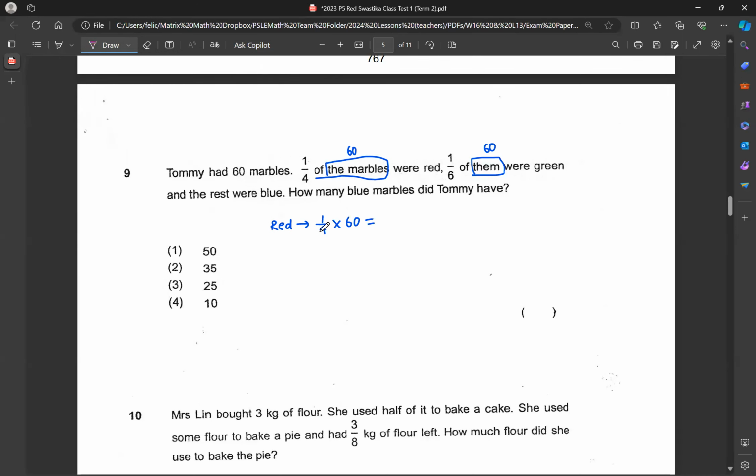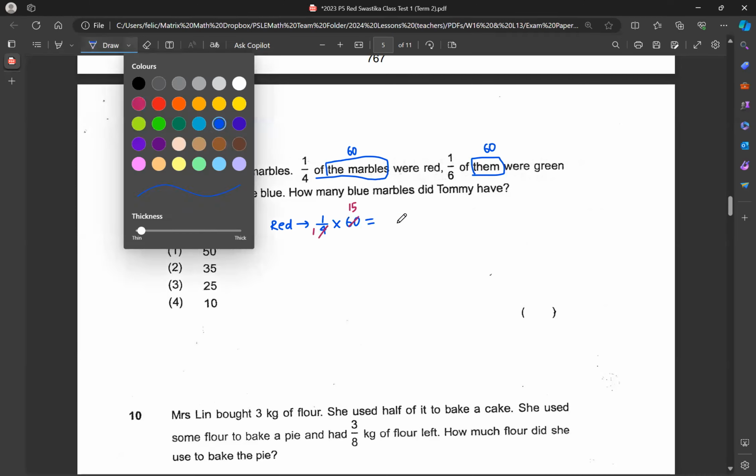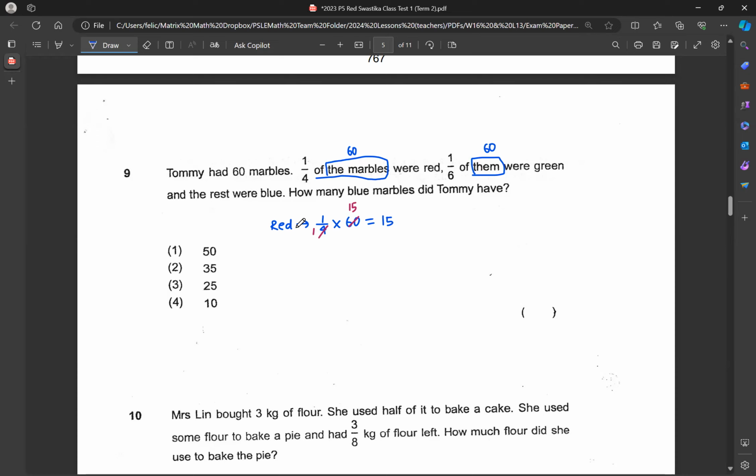Now how to multiply this? You can do the cross cancellation way. 60 is like 60 over 1, correct? Then the 1 and 1, nothing to cancel. So 60 and 4, notice both can divide by 4. So both divide by 4 gives you a 15. So 1 times 15 over 1 is just 15. So there are 15 red. This is what you found.